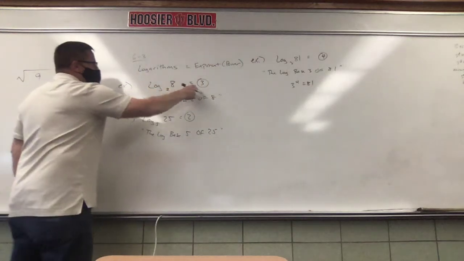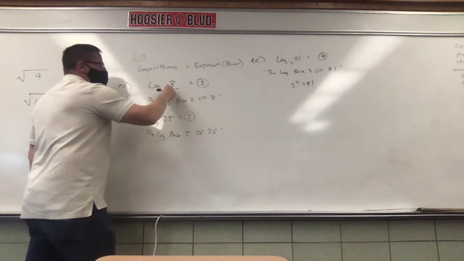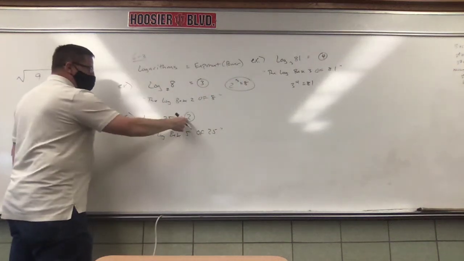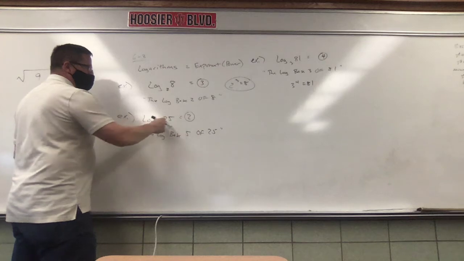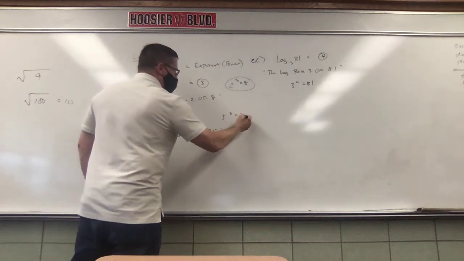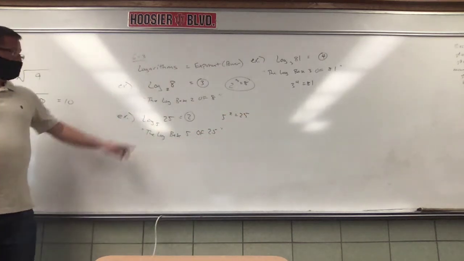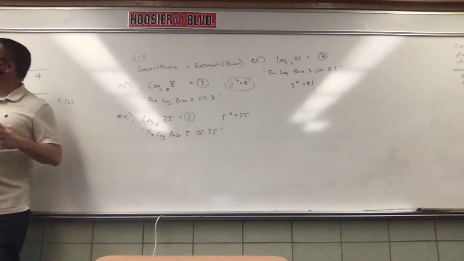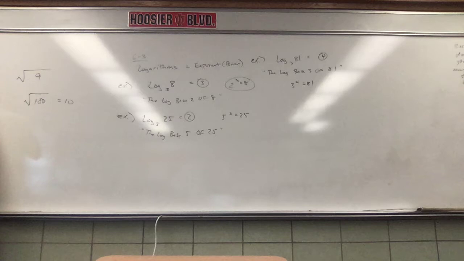Why is this 3? Because 2 to the 3rd power is 8. Why is this 2? Because 5 to the power of 2, 5 squared, is 25. And again, I'm not making fun here. Jordan initially thought the answer here was 5, because she thought 5 times 5 is 25. Well, it's 5 to what power? Not 5 times what, 5 to what power, okay? All right, that's all a logarithm is, okay?